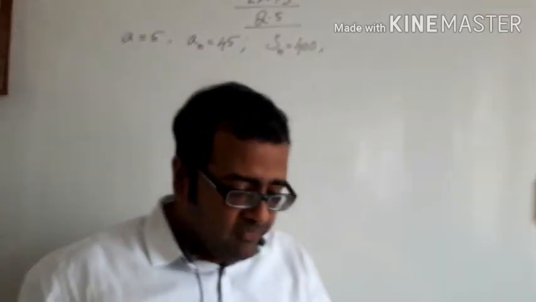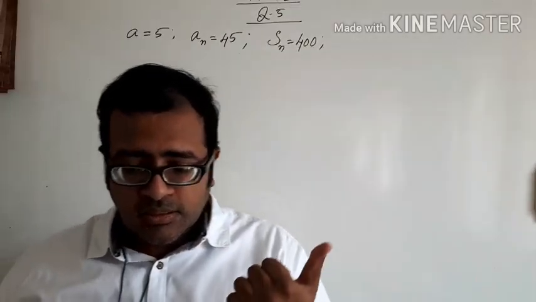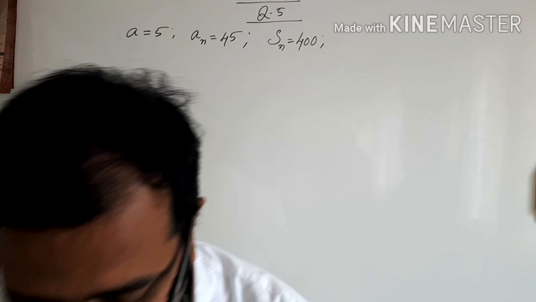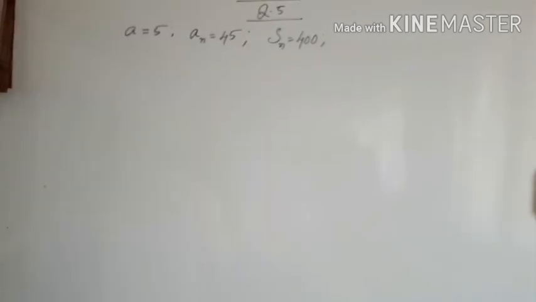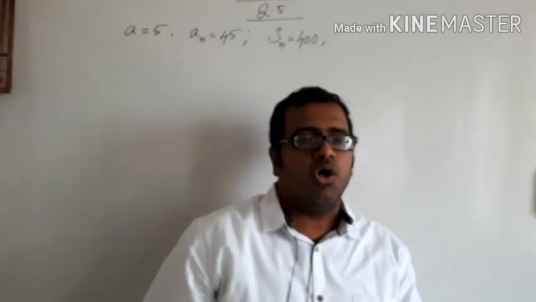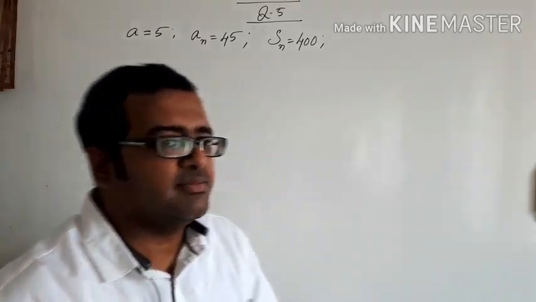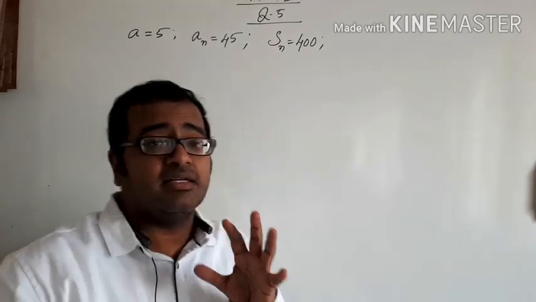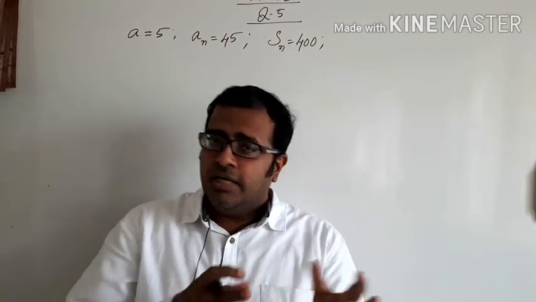So what are the things to be found out? One is the common difference and the other is the number of terms. Always remember, the number of terms cannot be negative, cannot be 0, cannot be a fraction, cannot be a decimal. It has to be a natural number. Whereas the difference can be any of these.